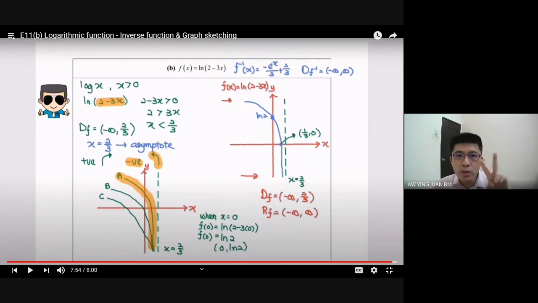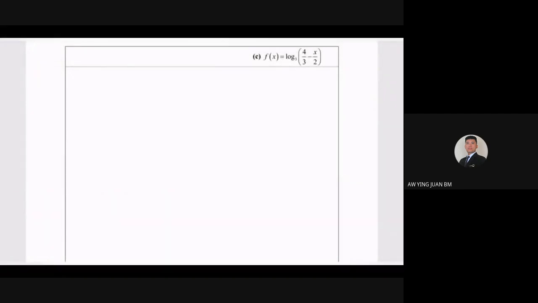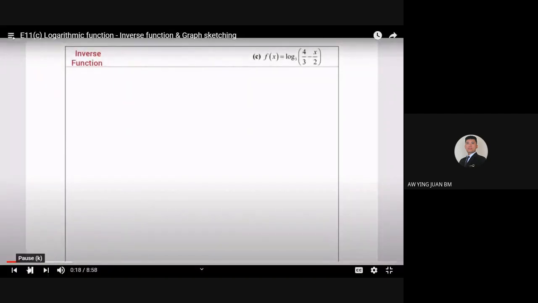Okay? So sudah dua contoh ya tentang log. Sekarang kita akan pergi situasi yang ketiga, pun masih sama, iaitu log. So in this video, I'm going to show how to find the inverse function graphs. So di sini adalah tentang apa? Log base 3. So mula-mula log base 10, kemudian log base e, sekarang adalah log base 3.